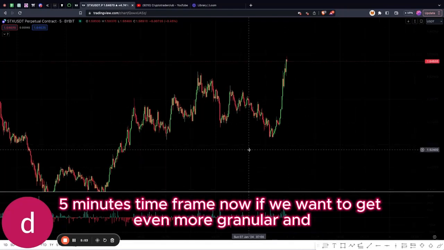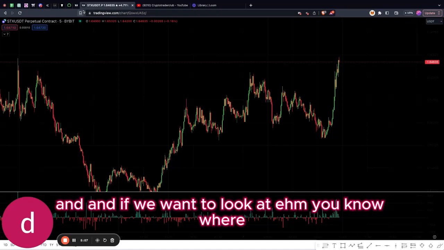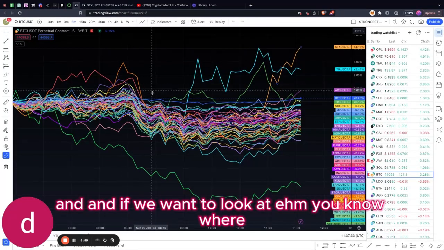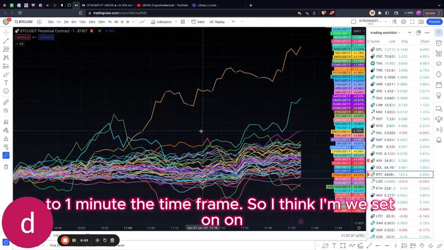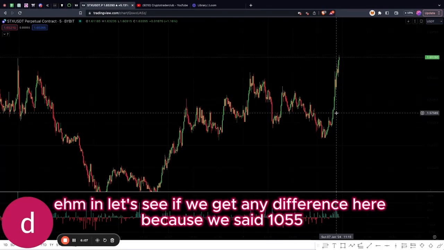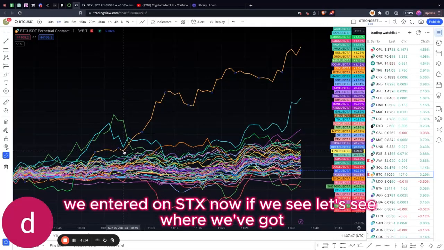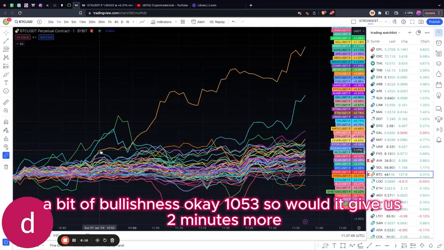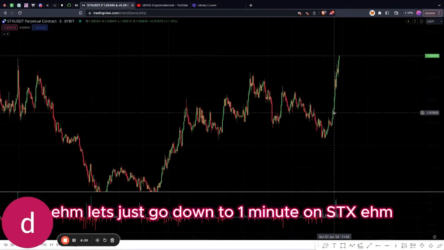Now, if we want to get even more granular, where can we enter trades even earlier? Well, if we come back down to the 1-minute time frame, let's see if we get any difference here, because we said 10.55 we entered on STX. Now let's see where we've got a bit of bullishness. Okay, 10.53. So would it give us 2 minutes more?